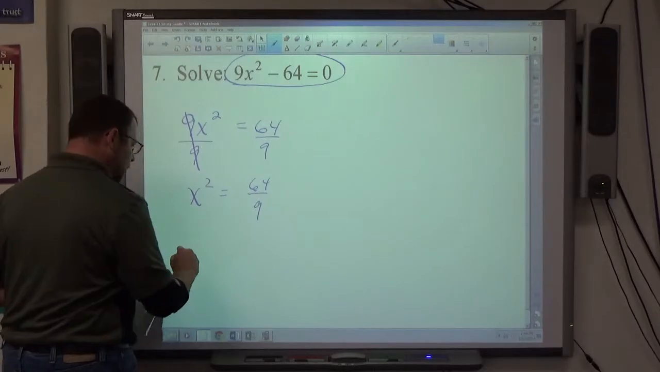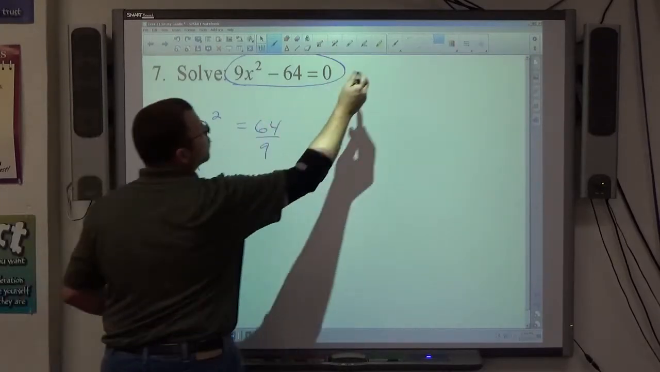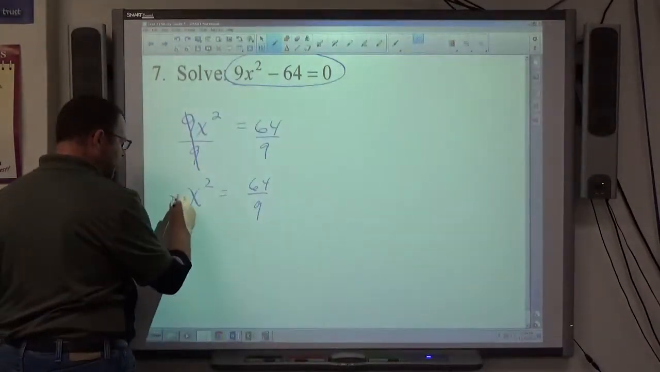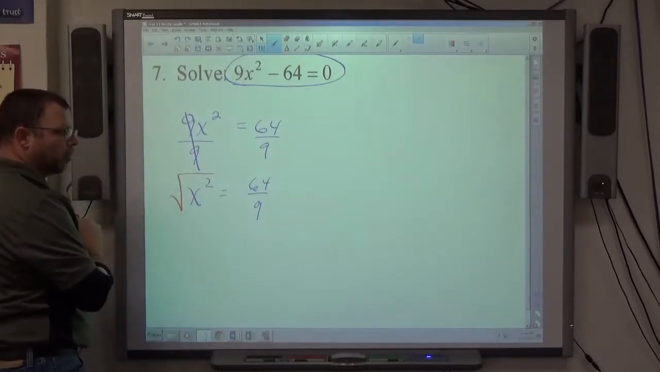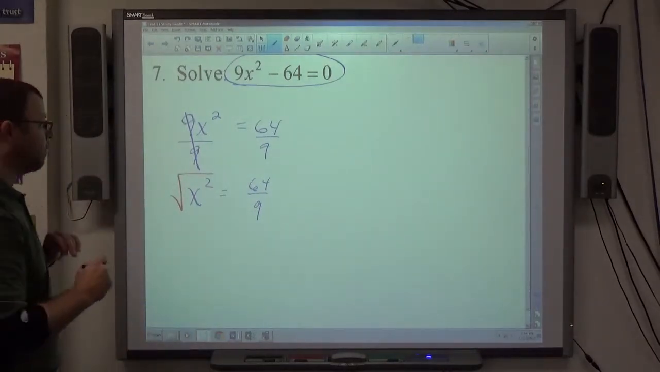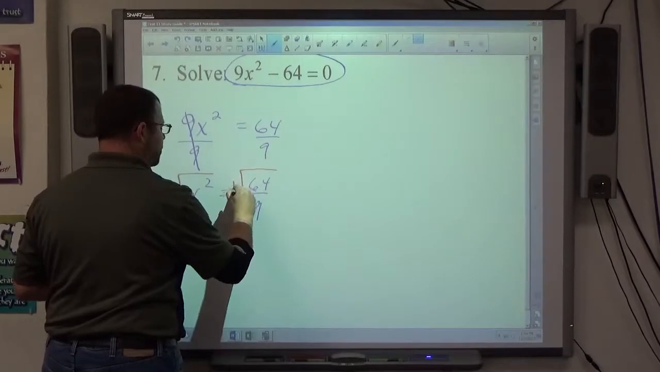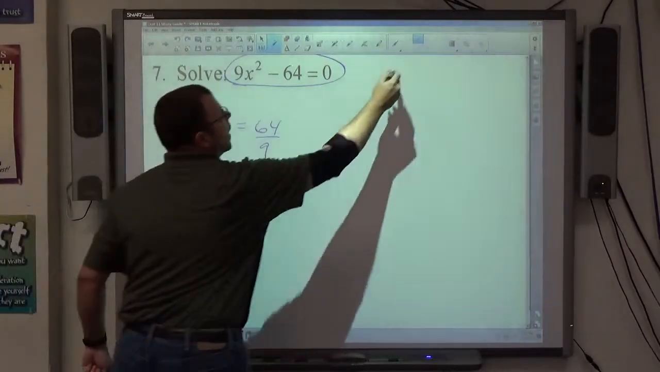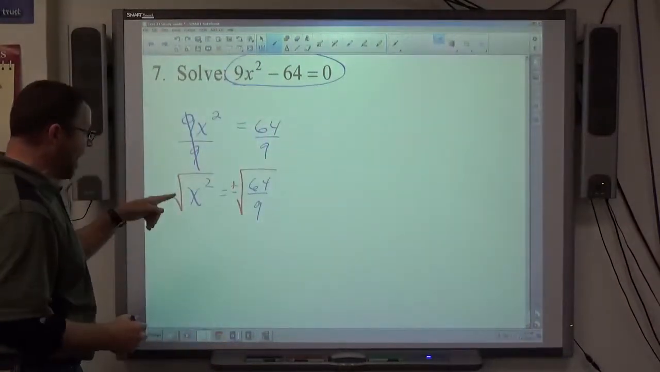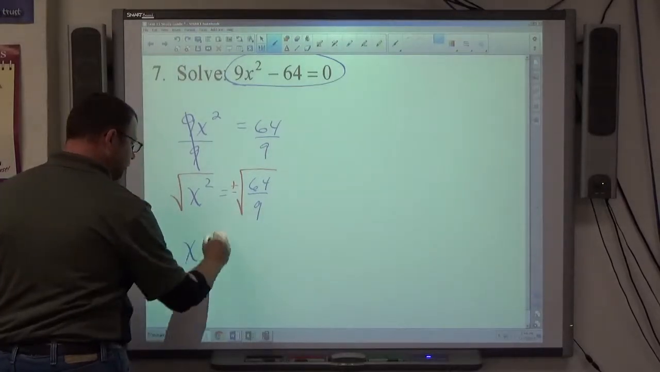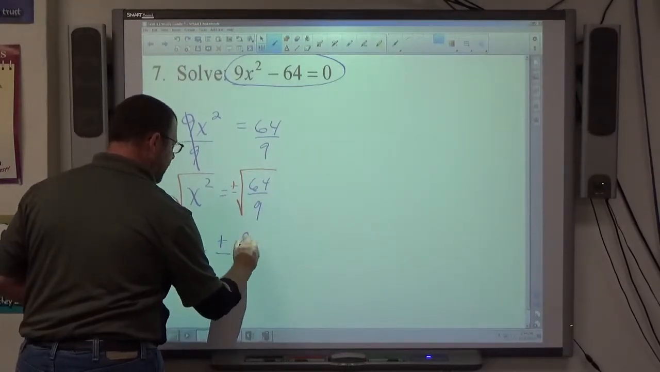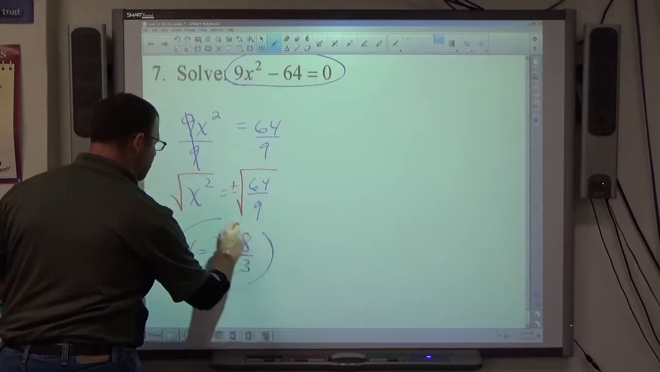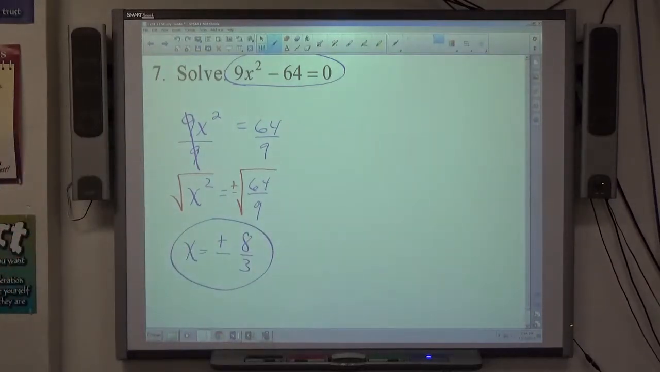And then I got to square root both sides. And the rule of square roots is this. If I invent the square root symbol, in other words, it wasn't part of the problem to begin with, I put it on myself, I have to put a plus or minus in front of this. So if x squared is equal to 64 ninths, then x equals the plus or minus square root of 64 ninths, and that just means to square root the top and bottom individually. So 8/3 plus or minus 8/3 would be the right answers.